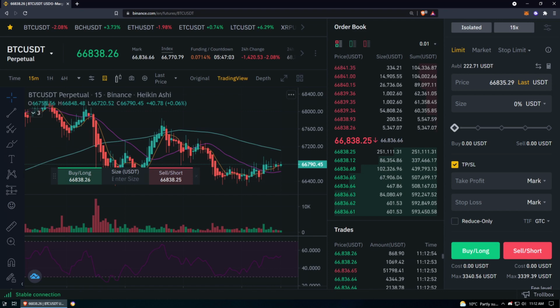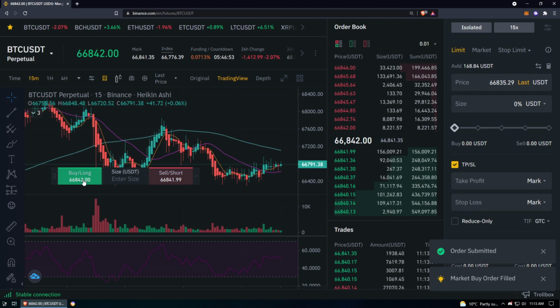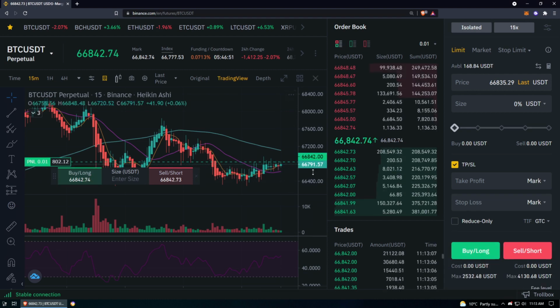But now let's try to put in a trade right here, just to show you how that works. So I'm still at 15x leverage, which is my favorite leverage to use. I sometimes go for 25, but 15 is really my favorite. I will go with 25% of my wallet and just click buy long, and that's it. No take profit, no stop loss.